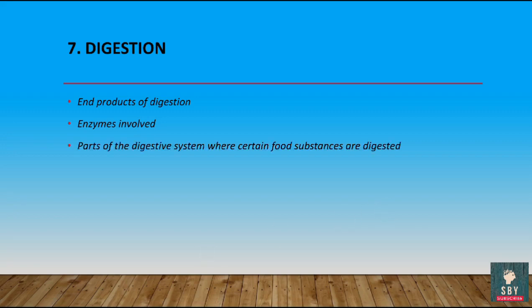Then there is the part of the digestive system where certain food substances are digested. For example, digestion of carbohydrates starts in the mouth. Digestion of protein starts in the stomach. And so on.